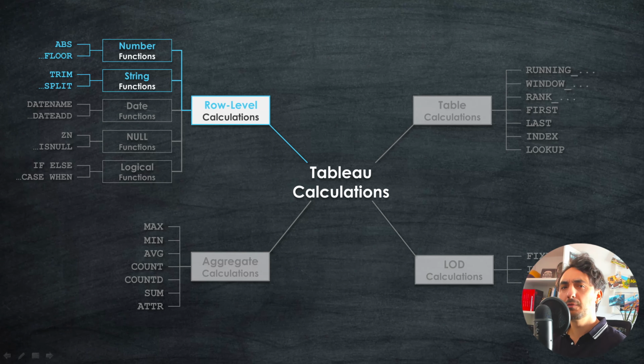Alright everyone, so far we have learned how to simplify the numbers in Tableau using the three number functions: ceiling, floor and round. And that's it for the first group, the number functions. Next we can learn the string functions in Tableau.